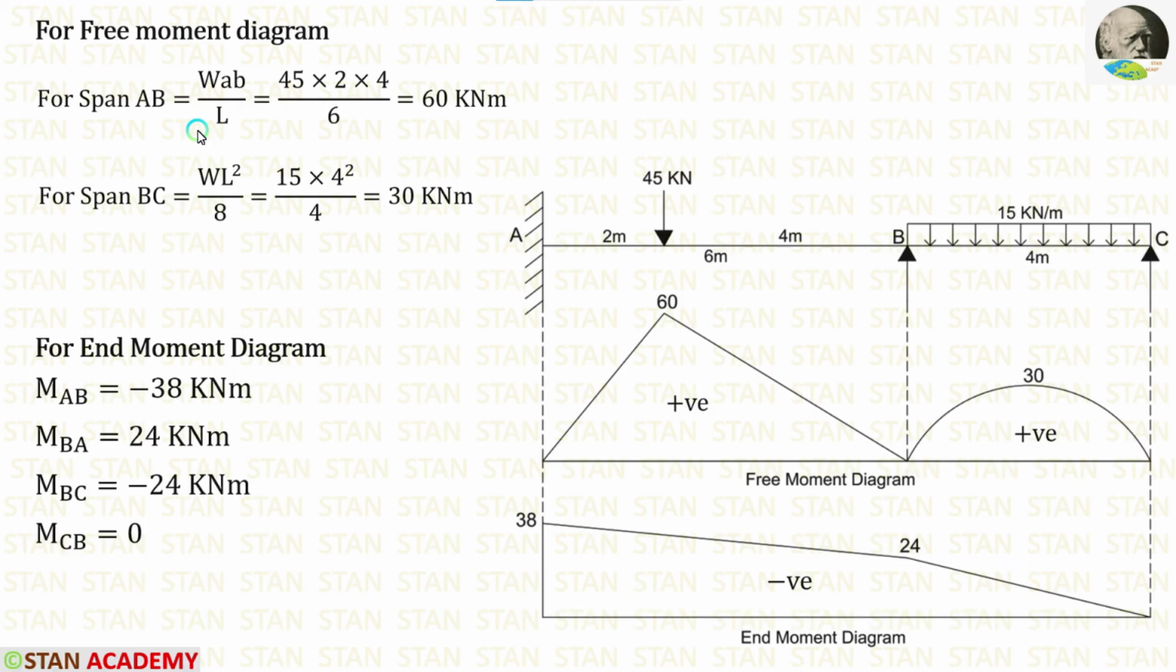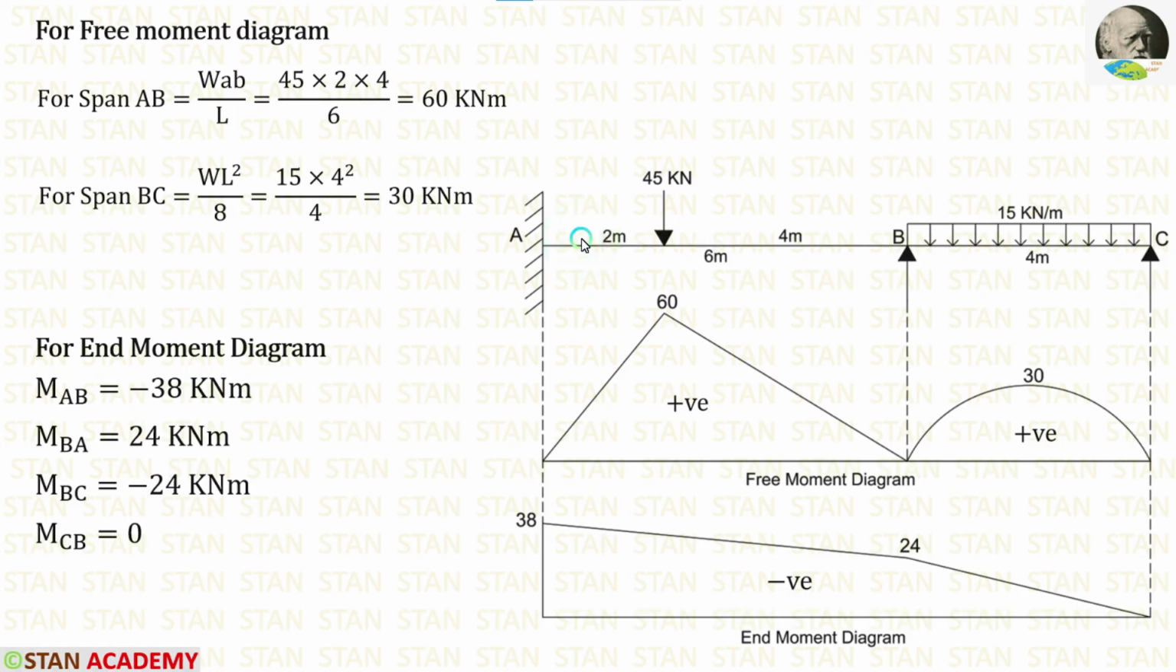The formula for the maximum bending moment under the load is WAB upon L. Here W is 45, A is 2, B is 4, L is 6. When we apply in the formula, we are getting 60 kN meter. If in the simply supported beam, UDL is acting for the full span, the formula for the maximum bending moment is WL square upon 8. Here W is 15, L is 4. When we apply in the formula, we are getting 30 kN meter.